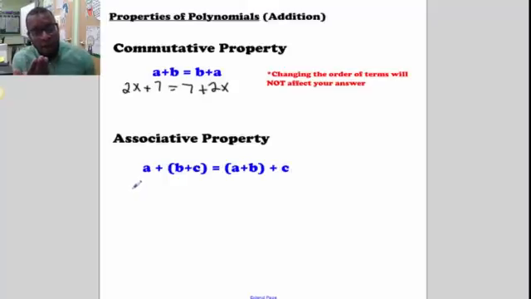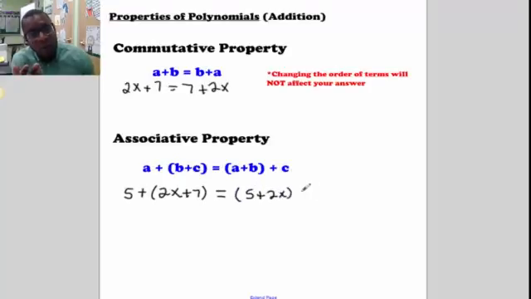Okay, for associative property, if I had 5 plus the quantity of 2x plus 7, and we want to see if this is equal to the quantity of 5 plus 2x plus 7. Well, here our like terms are constants of 7 and 5. So if I simplify my polynomial, I'm going to get 2x plus 12 on the left-hand side. Same thing here. The like terms are 7 and 5. So if I simplify, I'm going to get 12 plus 2x. And we know by commutative property of addition that these two expressions are indeed the same.